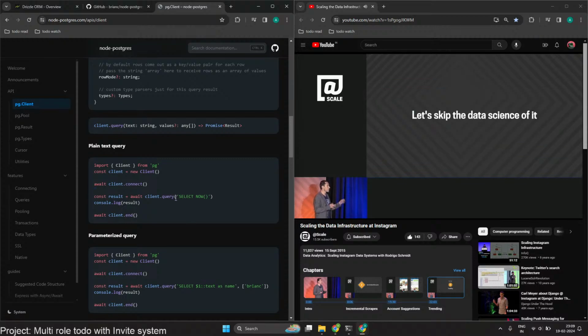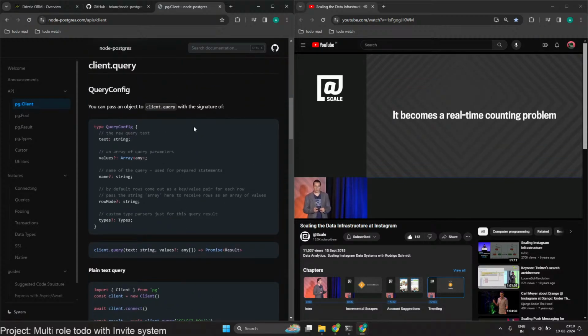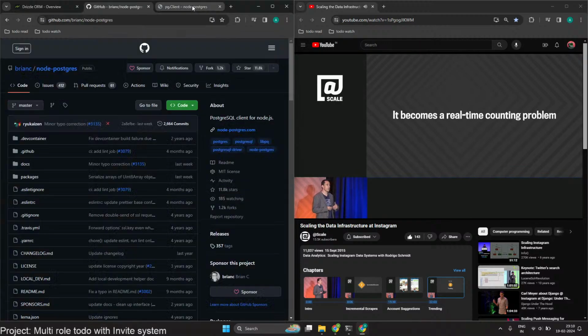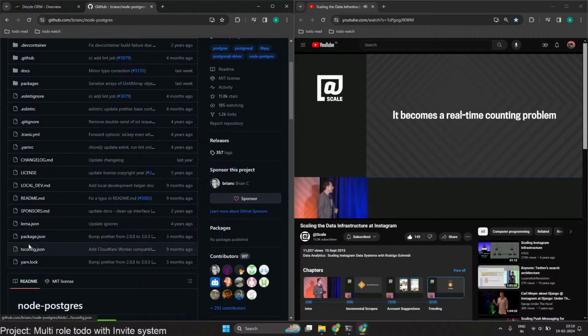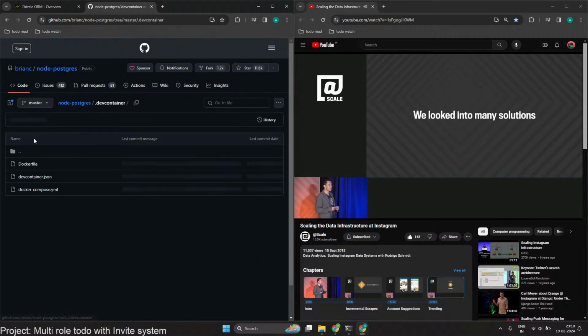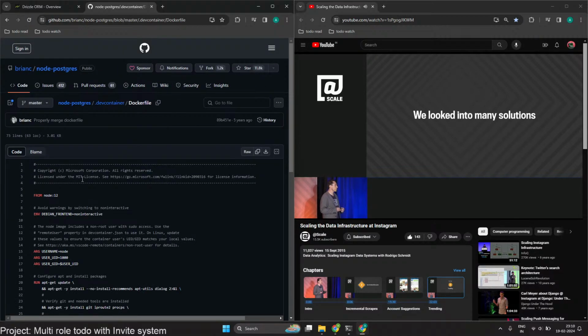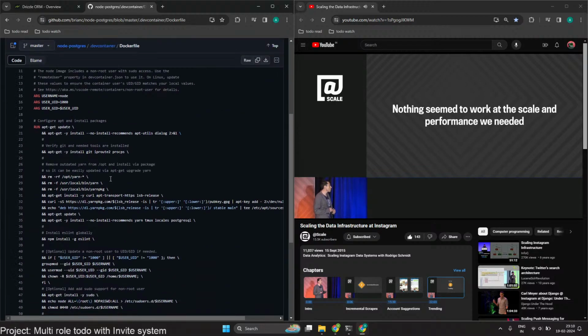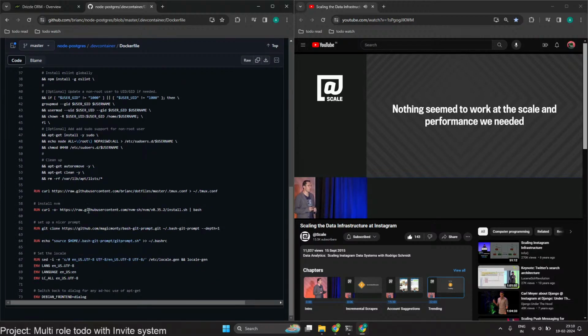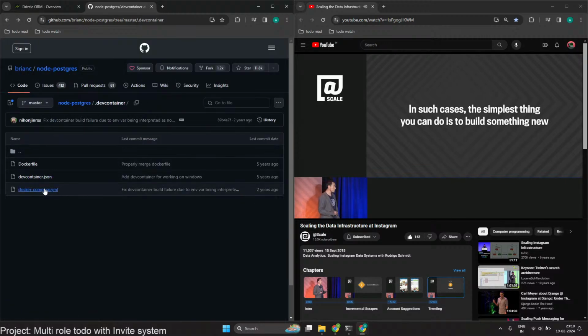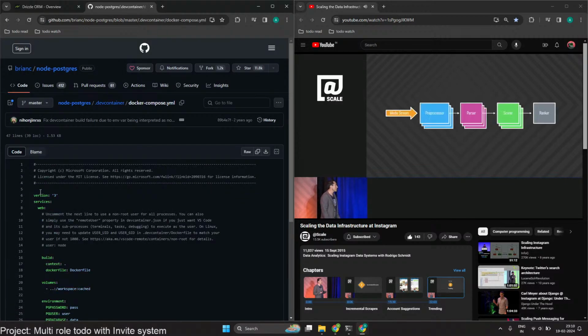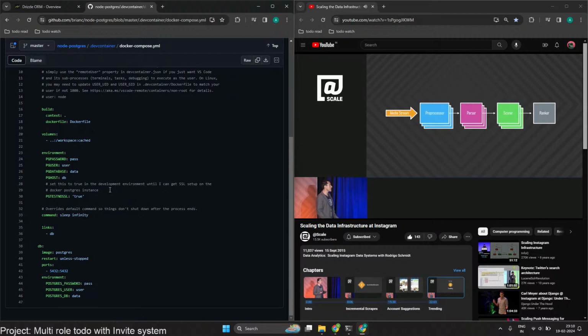Now, if you skip all the data science of this problem, what you end up with is a real-time counting problem. You want to identify how many posts are getting a given hashtag a minute or an hour. And we looked into many solutions for real-time counting services within Facebook and in the open source community, but we couldn't find anything that would work at the scale and performance that we needed. We tried, and we created some internal prototypes, but they all suffered from one problem or another. So in such cases, the simplest thing you can do is actually build something new, and that's what we did. I'm going to explain more or less the architecture of trending here.